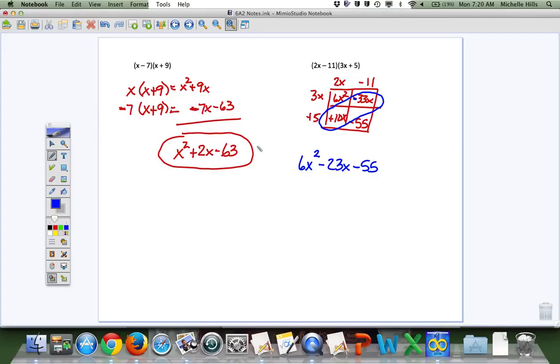Either one of these two methods is perfectly acceptable to show your work. Choose which of these two methods you prefer, and use it.